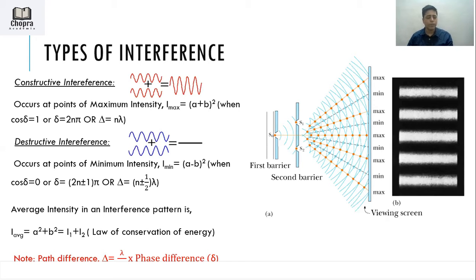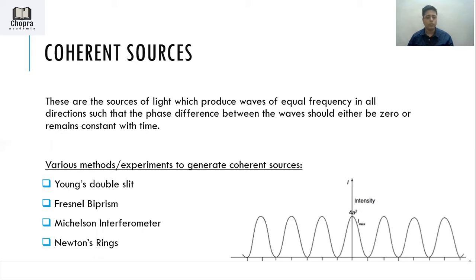Next, what are coherent sources? These are the sources of light which produce waves of equal frequency in all directions, such that the phase difference between the waves should either be zero or remain constant with time. There are four methods to generate coherent sources. Young's double slit experiment you already are aware of. Fresnel biprism, we will not be doing that in this course. Michelson interferometer, again we will be mentioning it in further modules. Newton's rings is one we'll be doing here also. So these are the methods you will use to generate coherent sources.